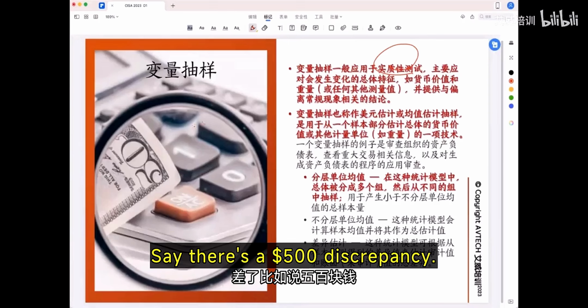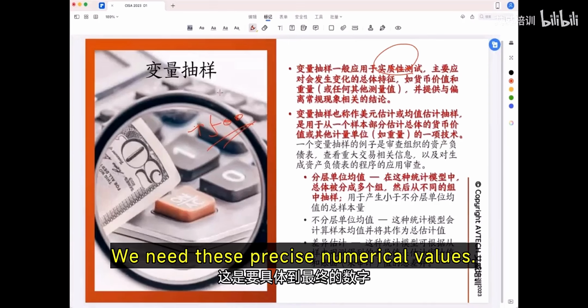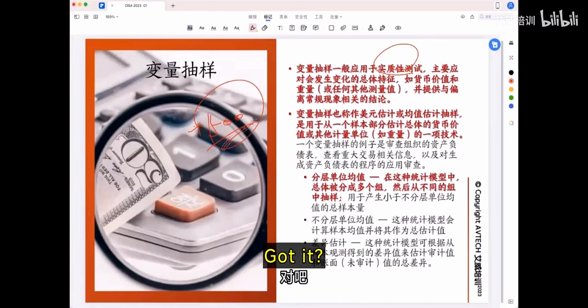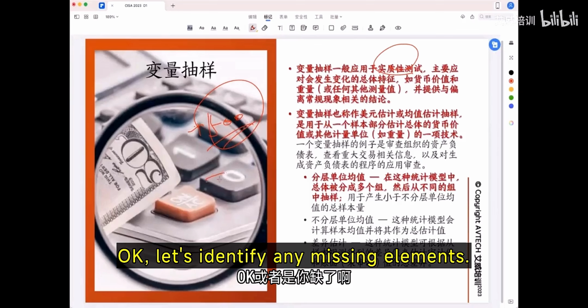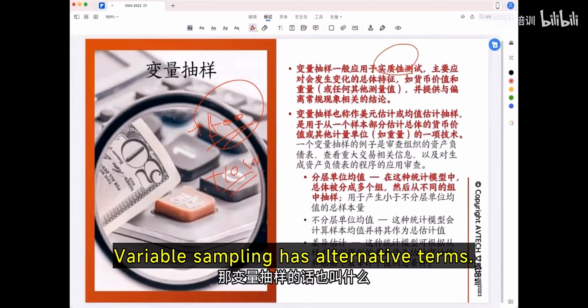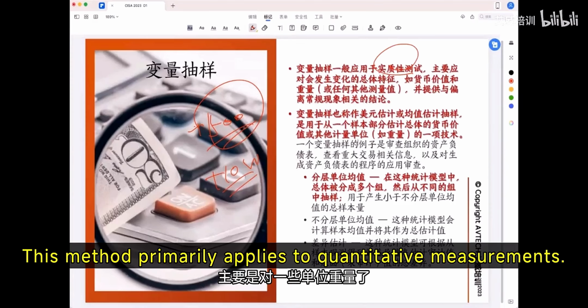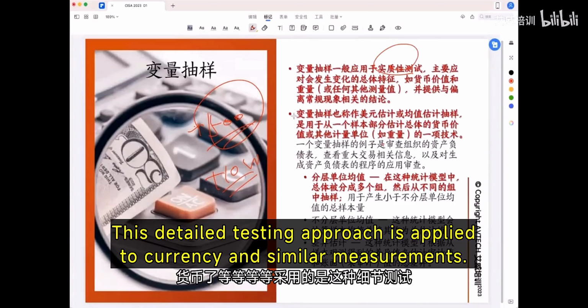Say there's a $500 discrepancy. Follow me. We need these precise numerical values. Got it. Okay, let's identify any missing elements. Take $100,000 as an example. You need to specify the exact amount. Variable sampling has alternative terms. It's known as dollar unit sampling or million per unit sampling. This method primarily applies to quantitative measurements. This detailed testing approach is applied to currency and similar measurements.